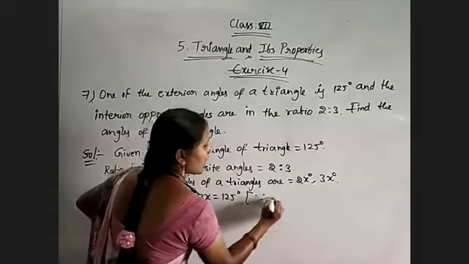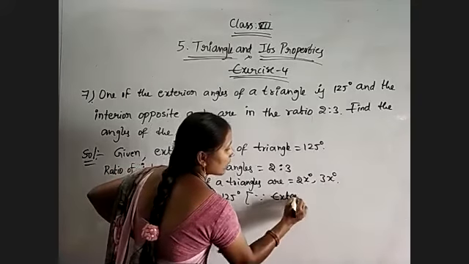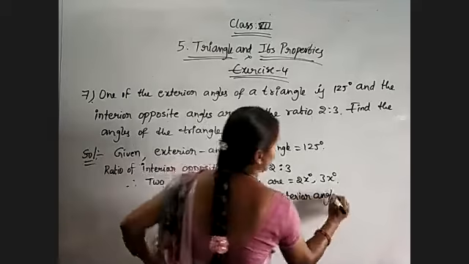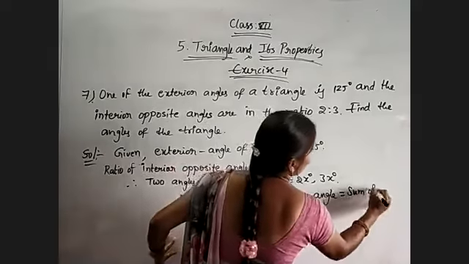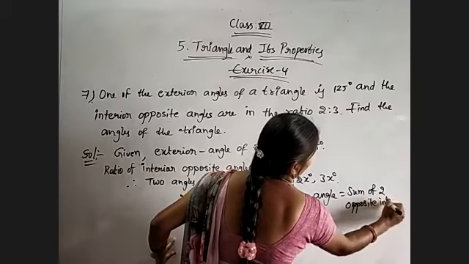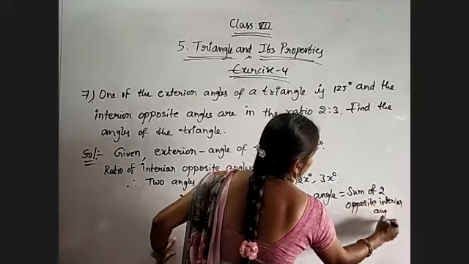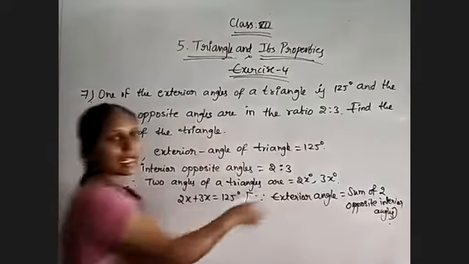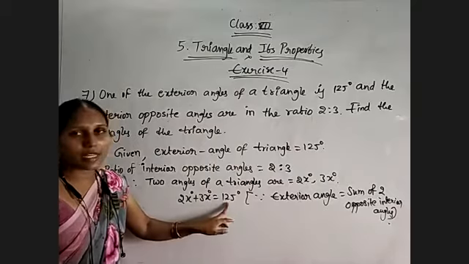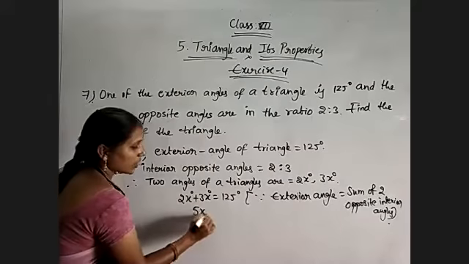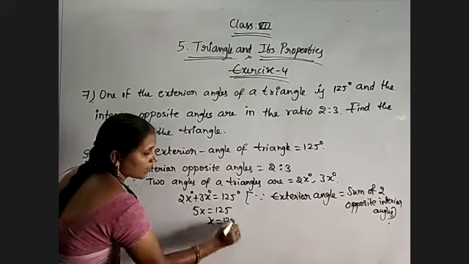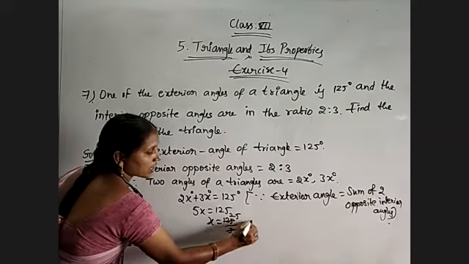Since we have, exterior angle is equal to the sum of two opposite interior angles. So here the interior opposite angles are 2x and 3x. The sum of those two angles is 2x plus 3x degrees, which is equal to 125. Now 5x is equal to 125. So x will be equal to 125 by 5. 5 ones are 5, 2 fives are 10, 5 fives are 25, which is equal to 25.